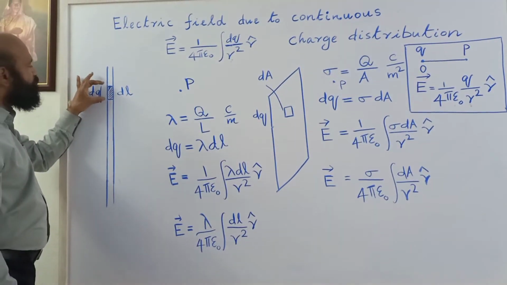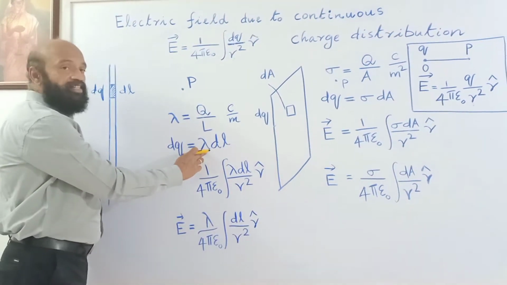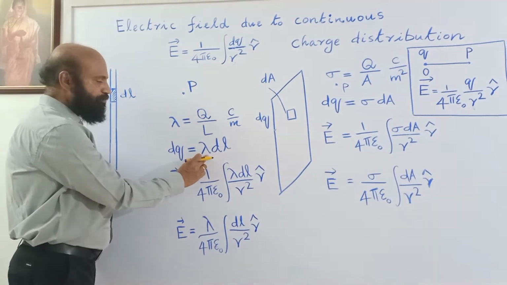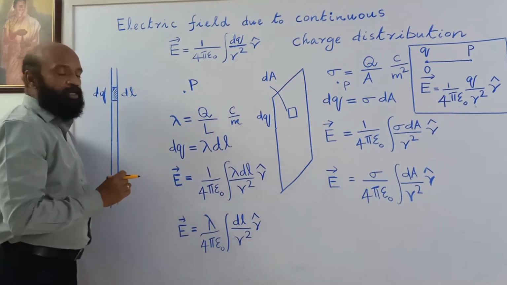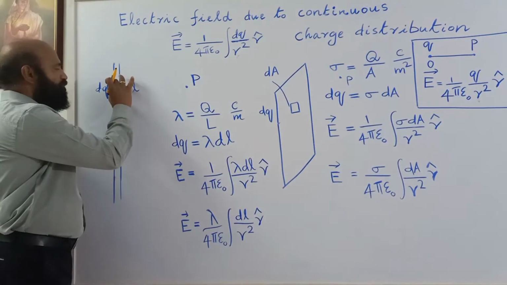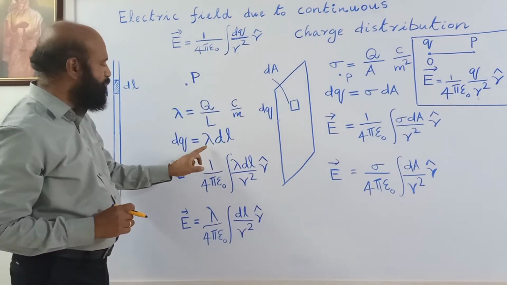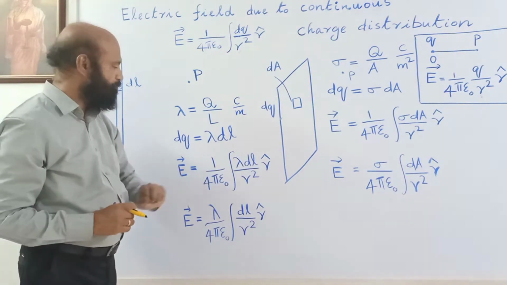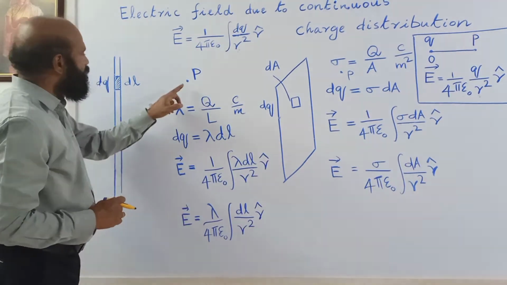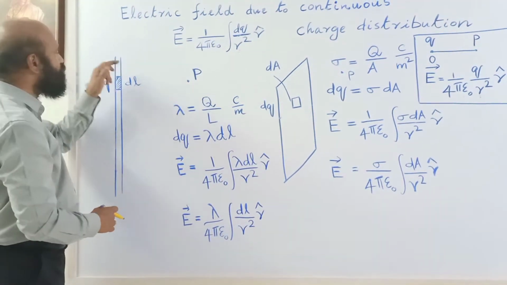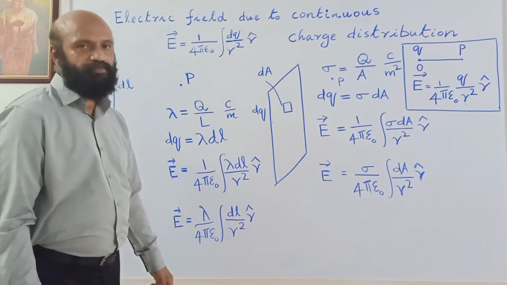Then charge on this charge element dq is lambda into dl. Lambda is the linear charge density, charge per unit length. When you multiply by length of the charge element, you will get the charge on this charge element. So for this dq, we can substitute lambda dl. Then lambda can be taken outside. So you will get the electric field due to this linear charge distribution by this expression.